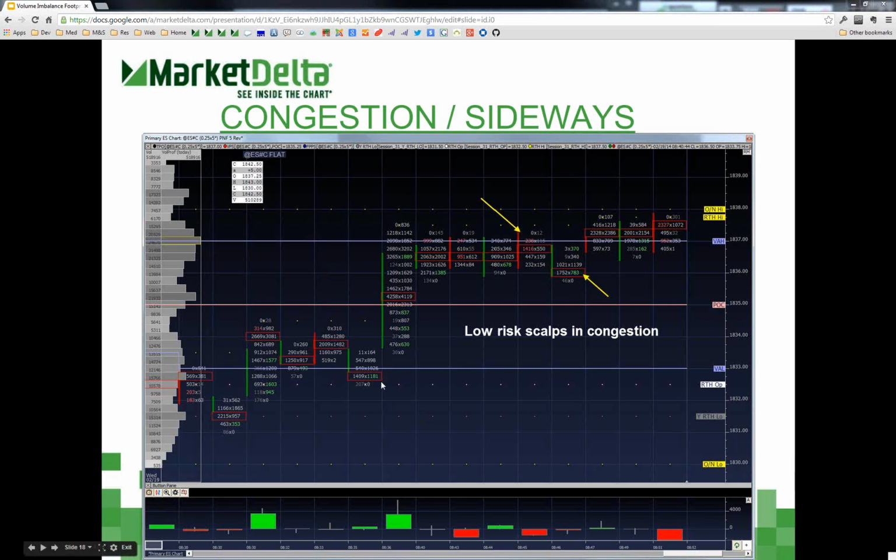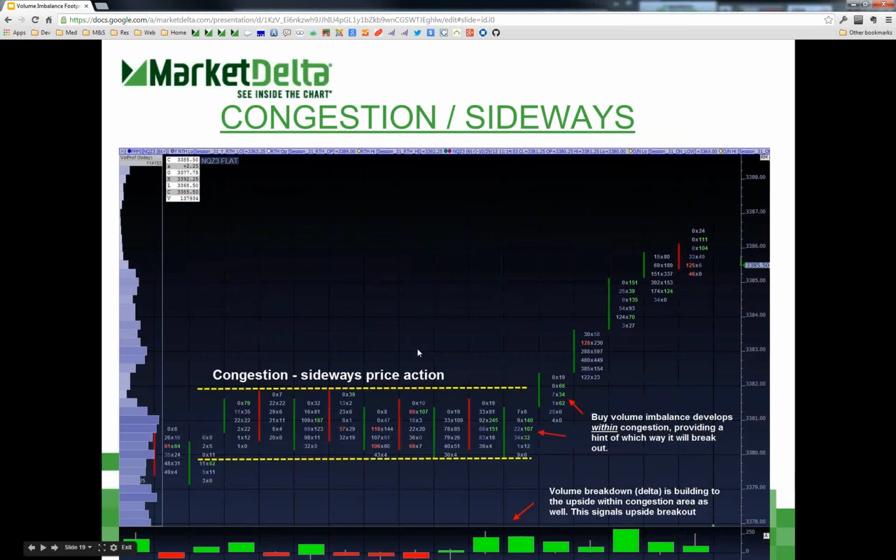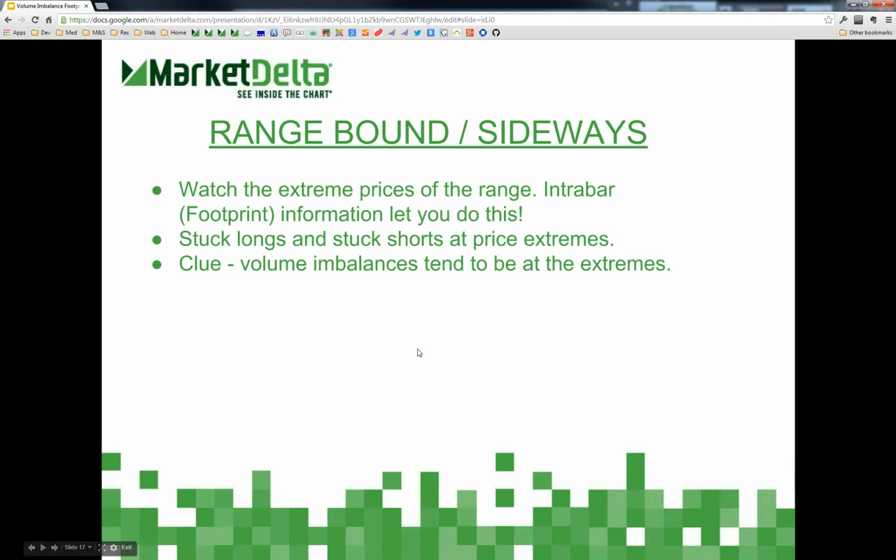What I was getting into was a congestion, sideways market. So we're moving from the reversals to the sideways or congestions. What do we look for? Like I had said in the previous slide, which let me jump back, we're looking for price extremes in the range, and you get that because you've got the interbar information with the footprint. You can look for stuck longs, stuck shorts. You can look for volume clusters at these extremes.